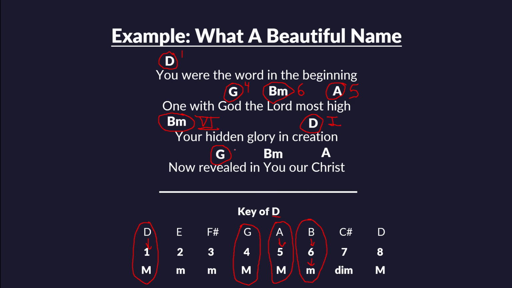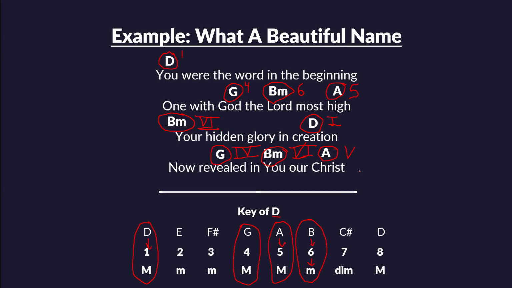G is the 4. We already determined that from before. IV. B minor, we've done that a couple times now, is the 6th. And A is the 5, which is just a V. So you might see these either way. You might just see numbers 1, 4, 5, 6, or you might see Roman numerals as well. Just keep that in mind. But that is, in essence, the Nashville Number System.